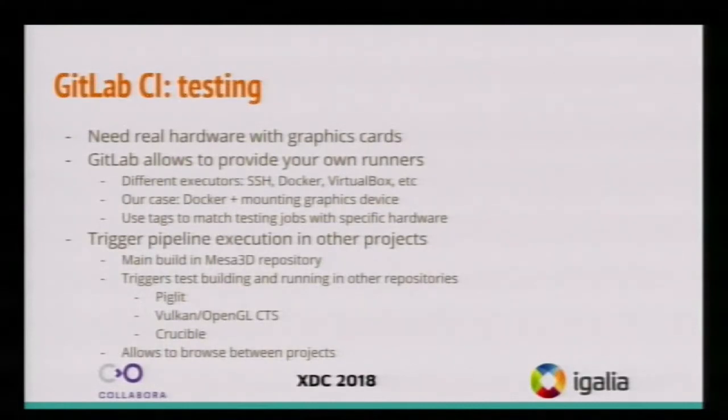The way it works is that GitLab provides different ways of running. The case we use is a combination of Docker: the GitLab runner runs jobs using Docker, mounting the graphics device, so we have access to the graphics hardware. When the test is going to start, it takes the image from the GitLab registry, which is the image that contains Mesa, mounts it with these options, and then runs the test system. The way to say, okay, I want to use this specific hardware, is basically using tags. So, for instance, we have a Skylake host.